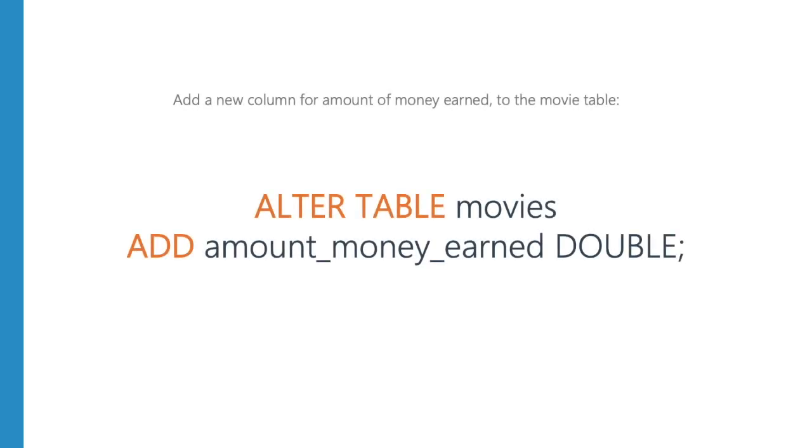The first one states, add another column to the movies table that holds the amount of money earned by each film. In order to do so, we use a new keyword called alter, then the word table, the table that we want to alter, which is movies, and then the keyword add, followed by the new column name, which in this case I'm calling amount money earned, and then the data type. Money has a decimal in it, so I wanted to select double because we might have change that would be associated with our money amount.